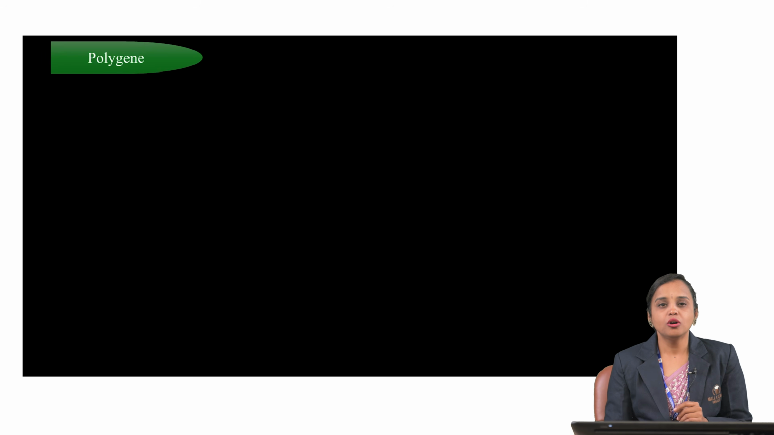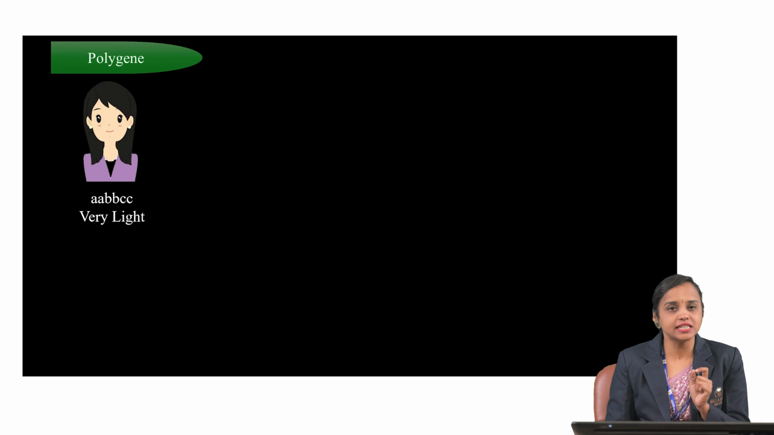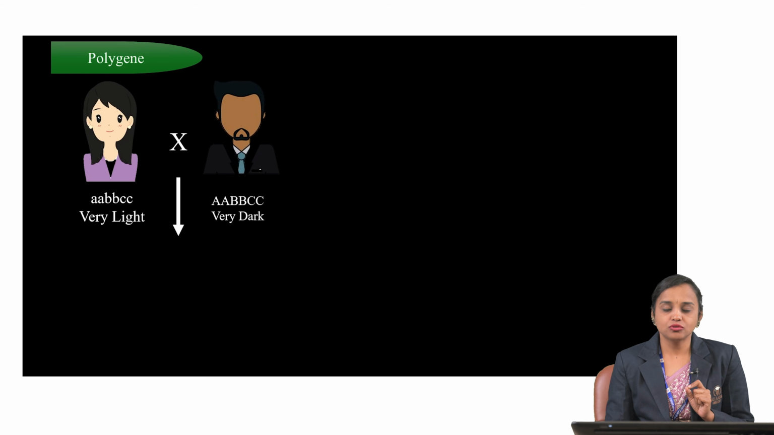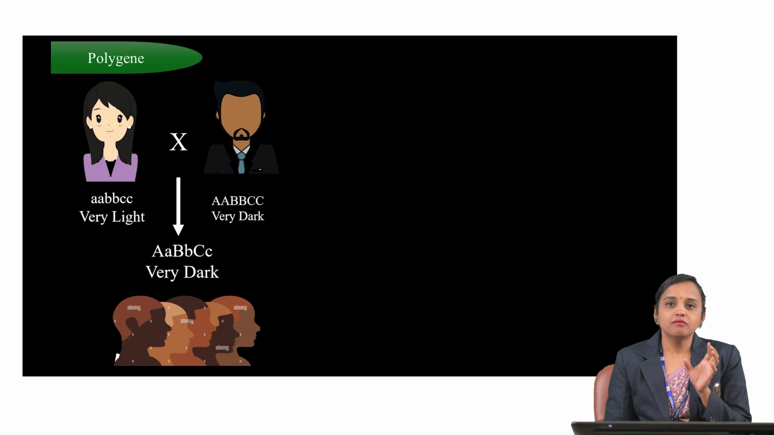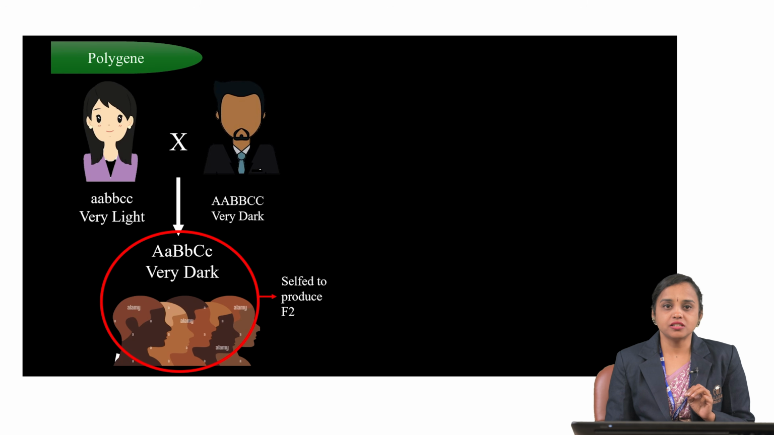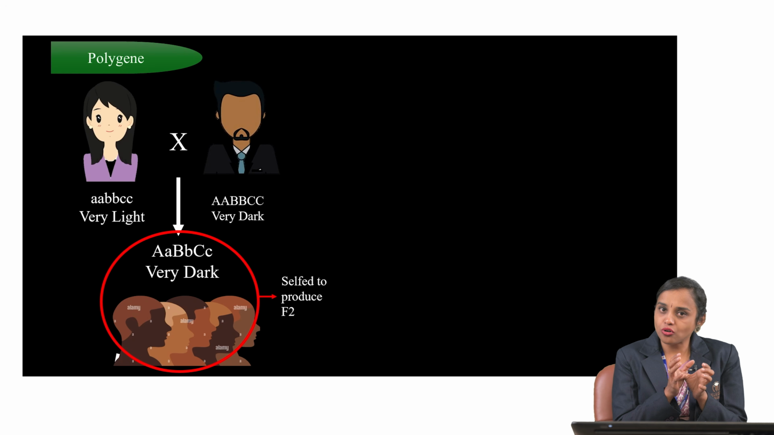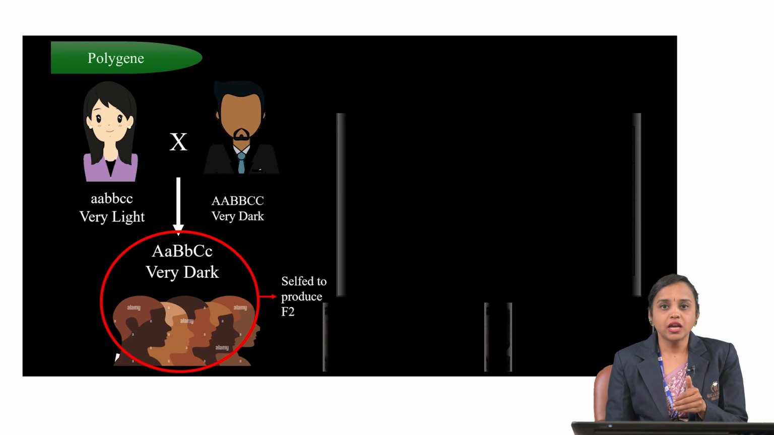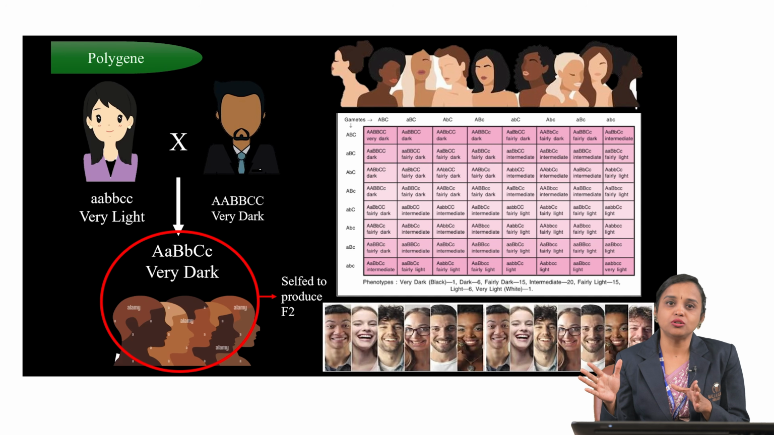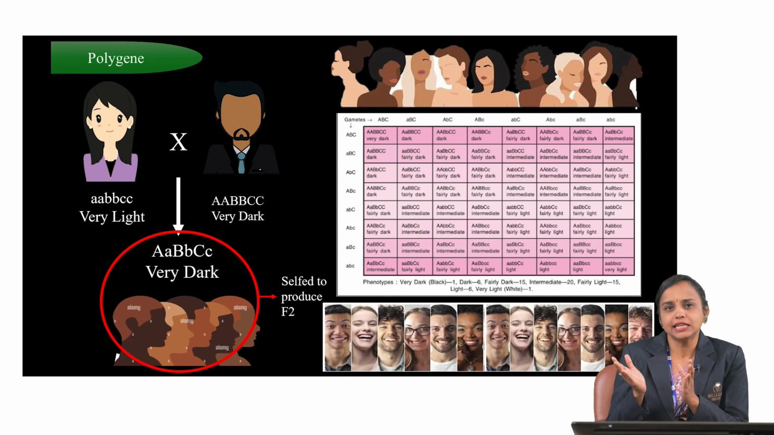So let me explain with one example, human skin color. When a very light skinned woman marries a very dark colored man, what happens? We get very dark progeny, which is controlled by 3 different genes, and each dominant allele contributes to the amount of melanin pigment produced. When this very dark progeny is selfed to produce F2, it produces a wide range of skin tones rather than just 2 or 3 different types.